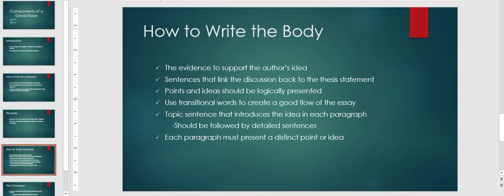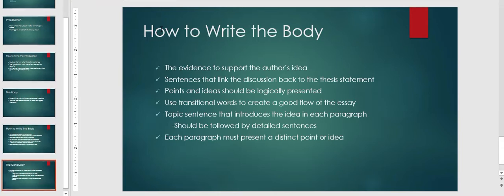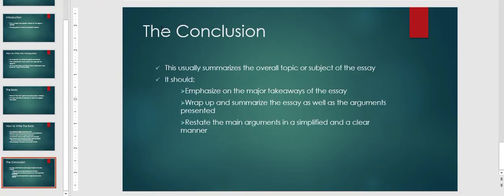And lastly, under the body, each paragraph must present a distinct point or idea. You must not have two paragraphs talking about the same idea. No matter how long your idea is, please make sure that it fits under one paragraph. You must have each idea presented in a separate paragraph.